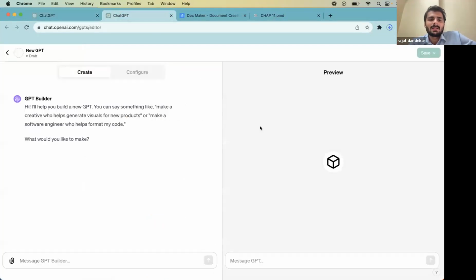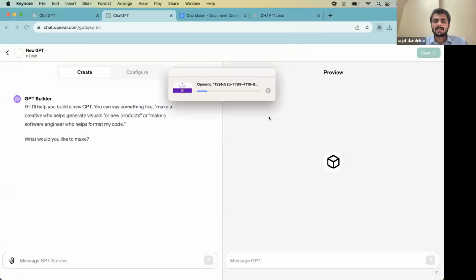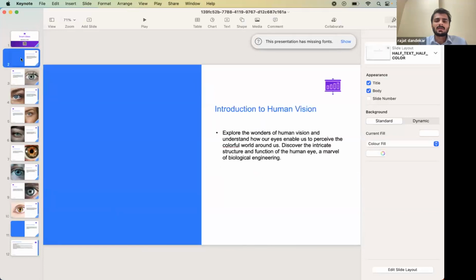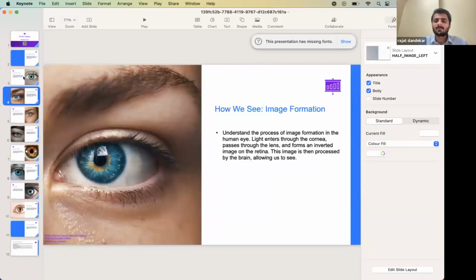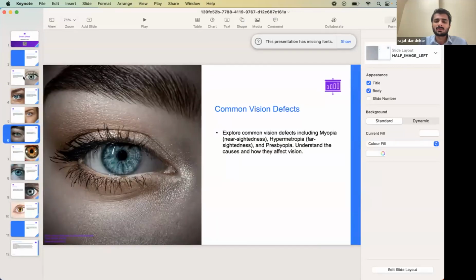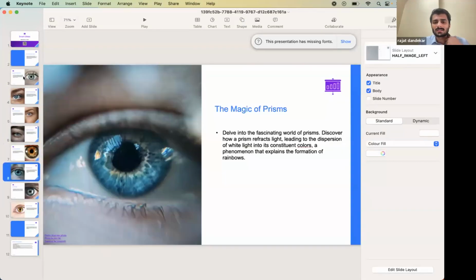So, for example, let's say if I want to create a GPT, which is okay. So let me first show this presentation since it's ready right now. So you can see here it has added a lot of images, introduction, anatomy, how we see, power of accommodation, common vision defects, correcting vision defects, etc. So Slide Maker and Doc Maker, these are two plugins which are to be used for this purpose.